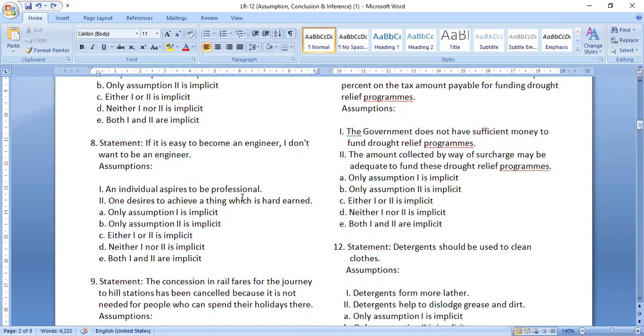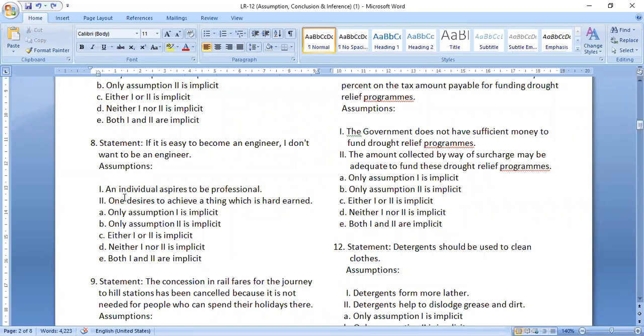Let's look at this. One desires to achieve a thing which is hard earned. Yeah, I think that's okay. I want to become an engineer. If it's easy to become an engineer, I don't want to be an engineer. If it's easy, that's the only problem, right? So this person wants to do something that's hard. Of course, you could say that they use the common pronoun one. So they say one desires to achieve a thing which is hard earned.